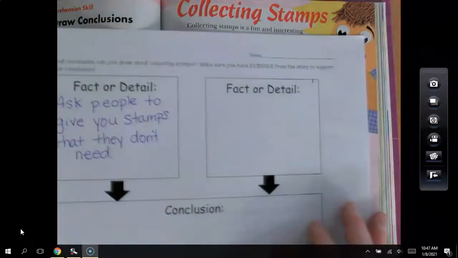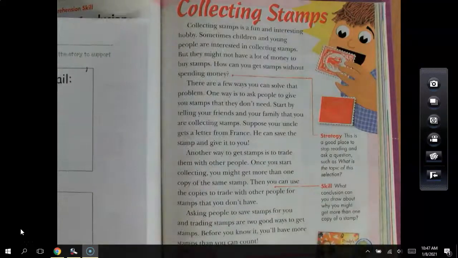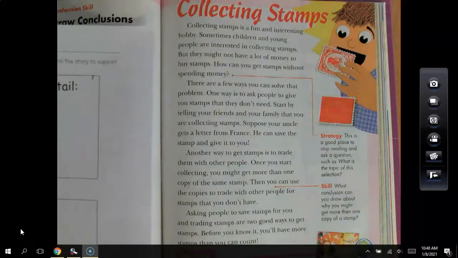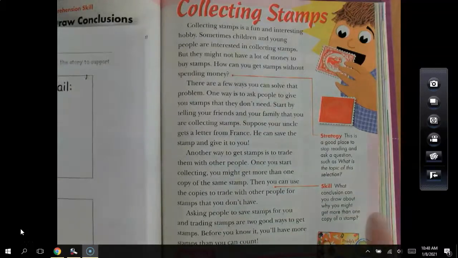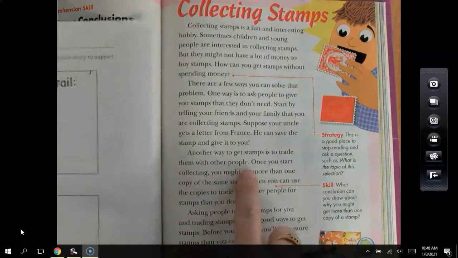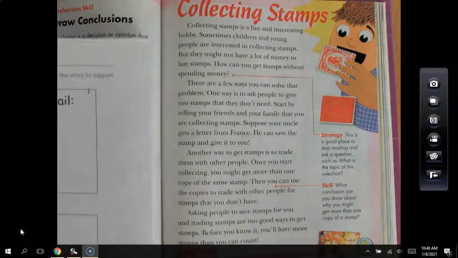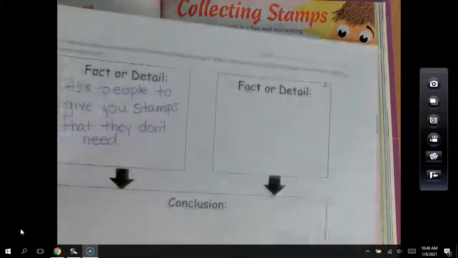Did you figure out another fact or detail? What is another way we can provide evidence to come up with our conclusion? What other way did they say? Did you find it? Yeah, we can get more by trading them with other people. So we can get stamps by trading with other people.